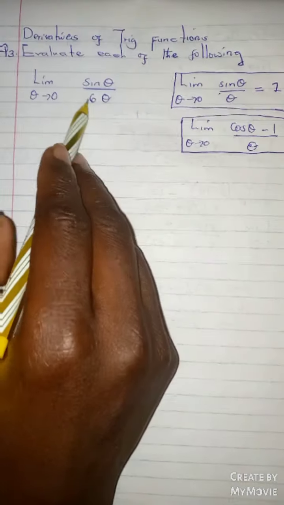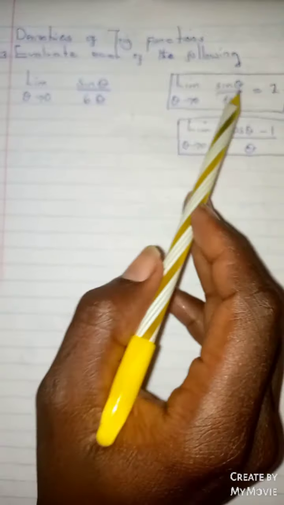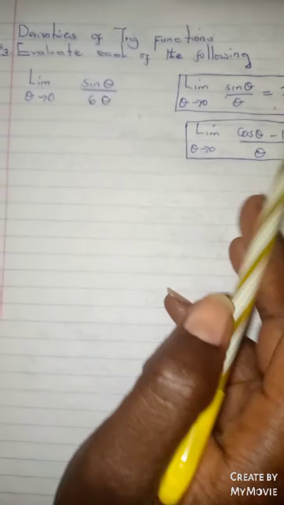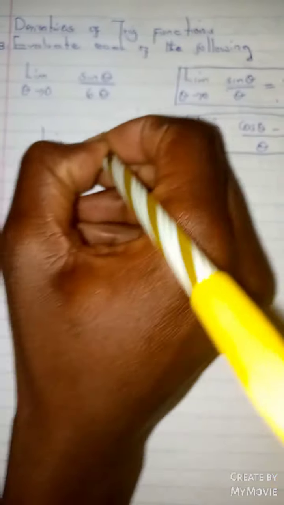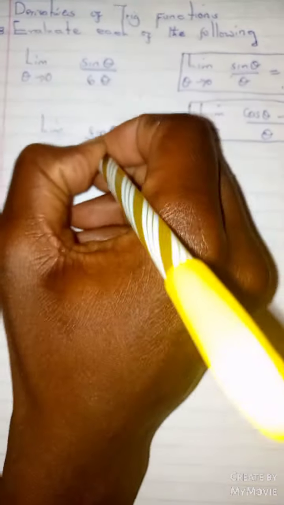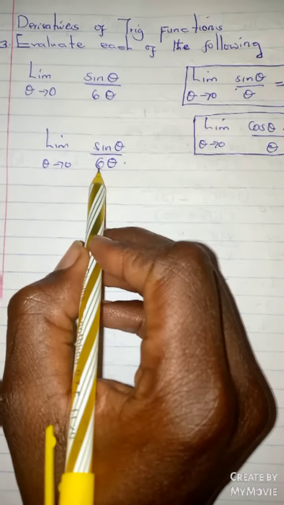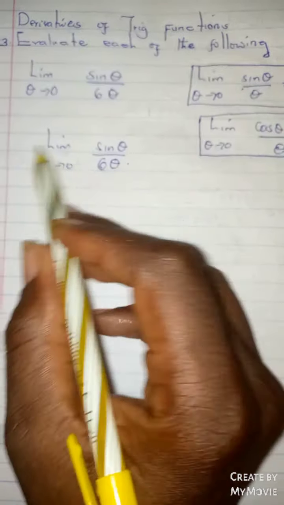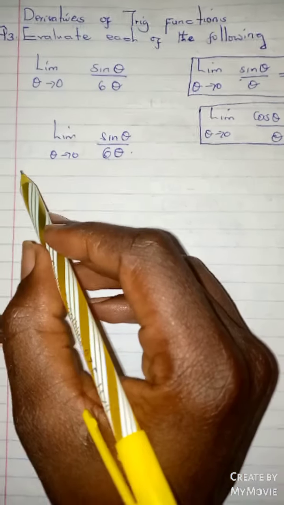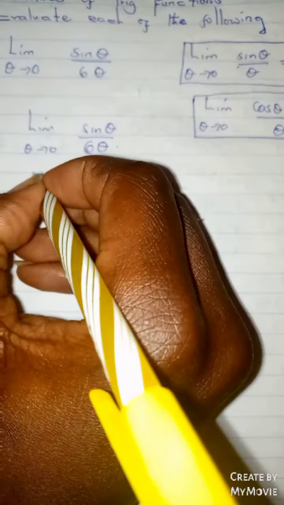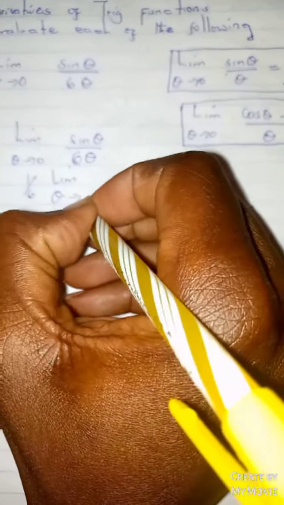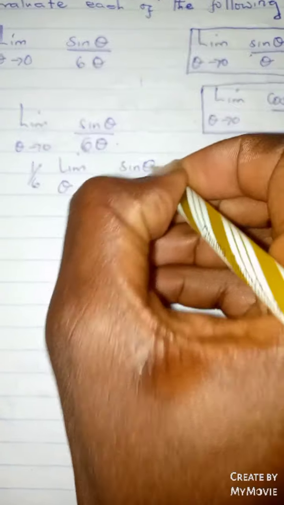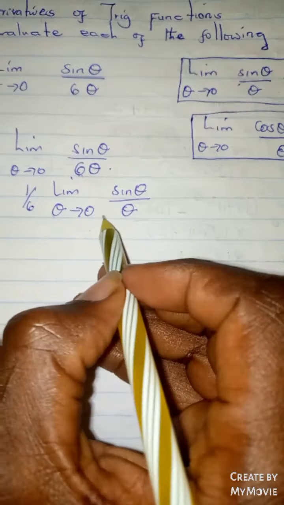So we have to manipulate it in a way that it will give us something like this, right? Let us work it out. The limit as theta approaches 0 of the sine of theta over 6 theta. We can factorize; 6 is a constant, so it can be taken out of the limit. It will be 1 over 6 times the limit as theta approaches 0 of the sine of theta over theta.